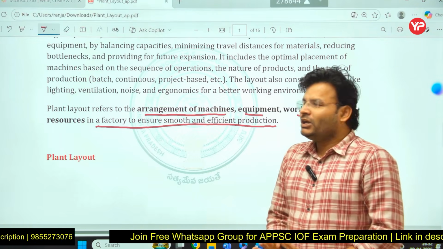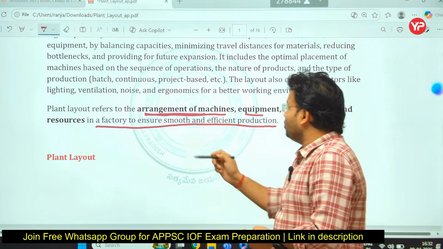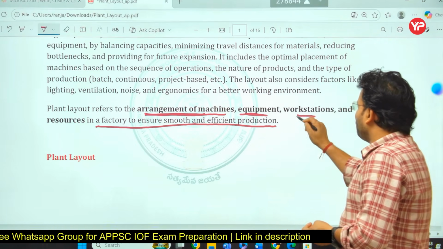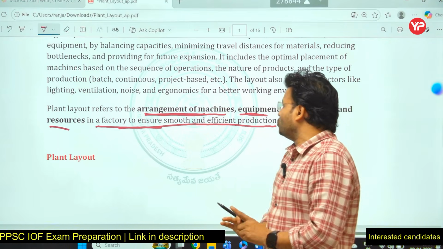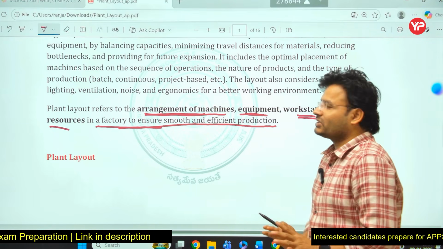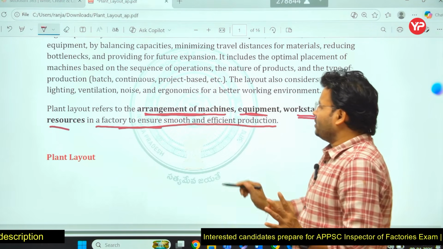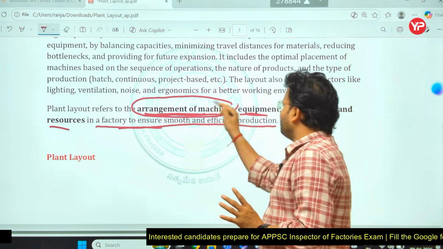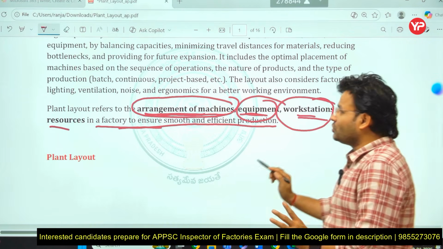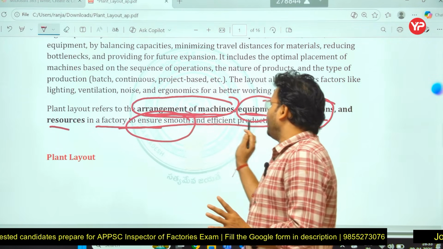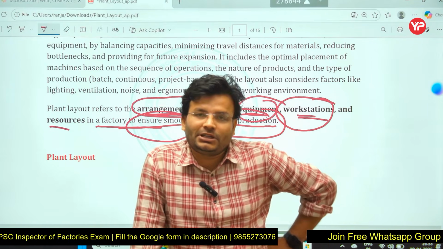That is a simple way we can understand the plant layout. What is it? Arrangement of machines, equipment, workstations and resources in a factory to ensure smooth and efficient production. That is the major goal of the plant layout. So what is the key point? The key point is arrangement of machines, equipment, workstations and resources in a factory to ensure smooth and efficient production. That is the major goal of the plant layout.